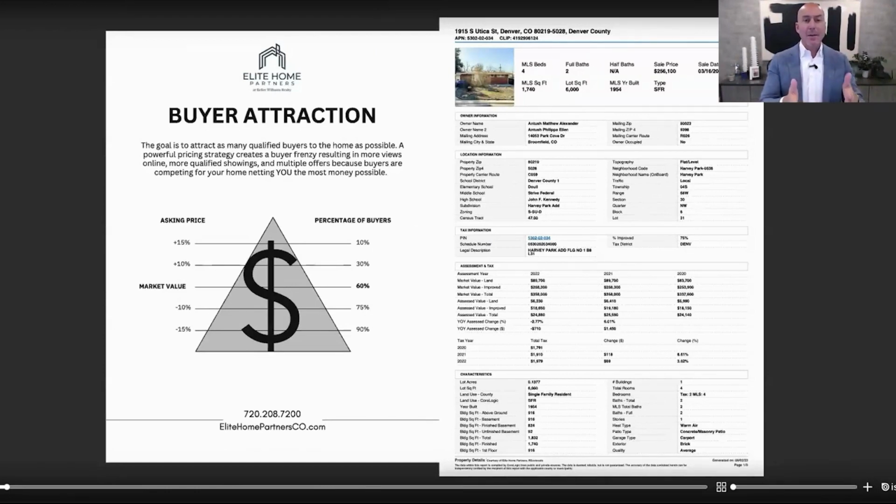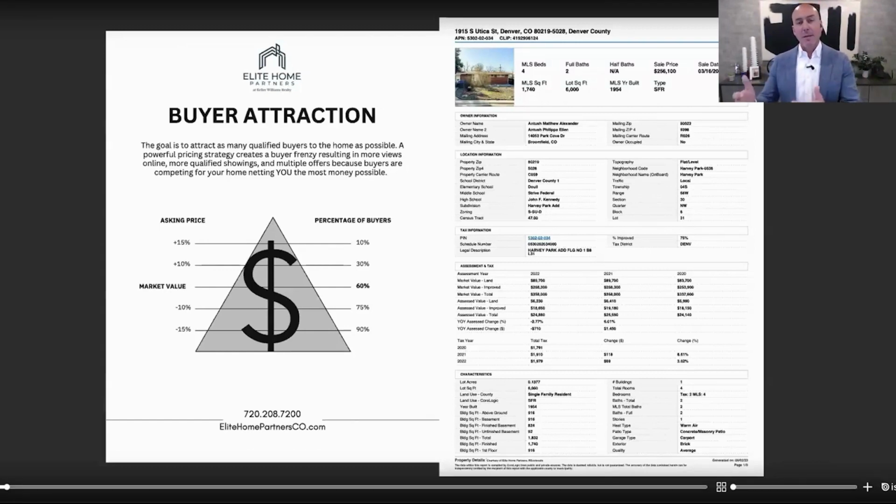As you can see on this pyramid here, when we're at market value or below, we're going to attract the most buyers possible to create a frenzy to get your home sold. As you can also see here, when we go just 10% above market value, we're going to lose about 30% of the buyer pool. You go higher than that, you're going to lose even more.